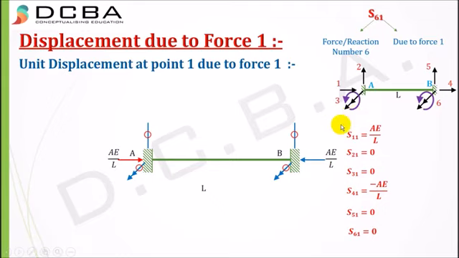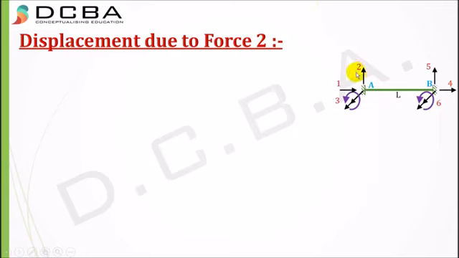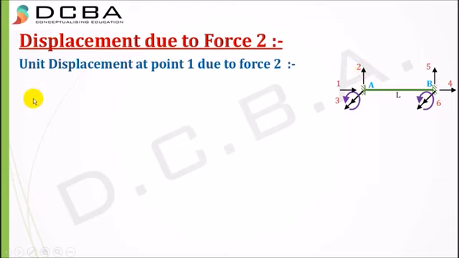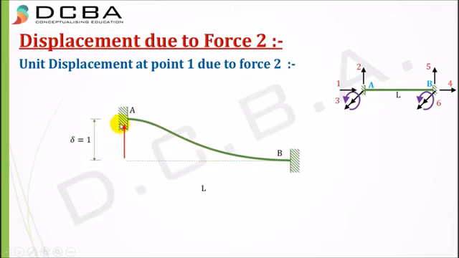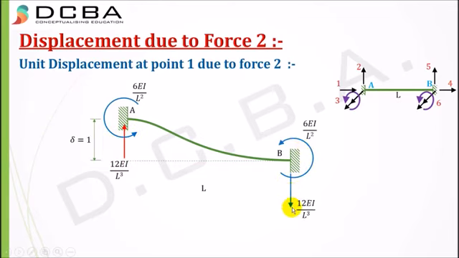Now let us check the displacement due to force 2. This is the force 2, and let us see how my beam gets displaced when we give a unit displacement. So unit displacement at point 1, that is this point was numbered as 1. Unit displacement at point 1 due to force 2. So this is our force 2, and it is going to displace my beam like this, giving a unit displacement, and my beam will get displaced like this. The force that causes this unit displacement is given as 12 EI by L cube, and the moments formed are 6 EI by L square, again here 6 EI by L square, here 12 EI by L cube.